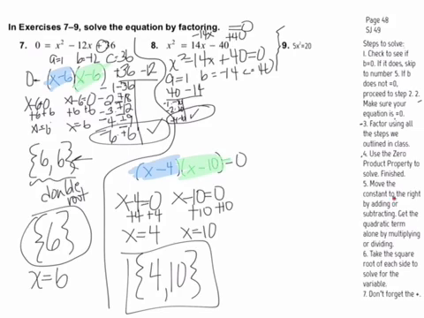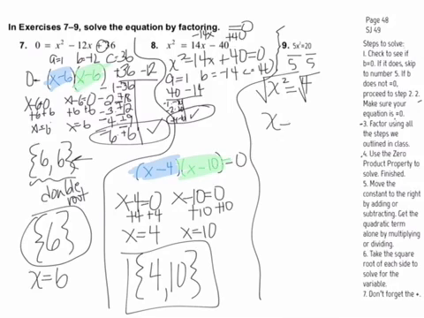Move the constant term to the right by adding or subtracting. Well, it's already on the right. Get the quadratic term alone by multiplying or dividing. How do I get rid of this 5? I divide by 5, so let's do that. So x squared will equal 4. Take the square root of each side. So x will equal 2. The square root of 4 is 2.